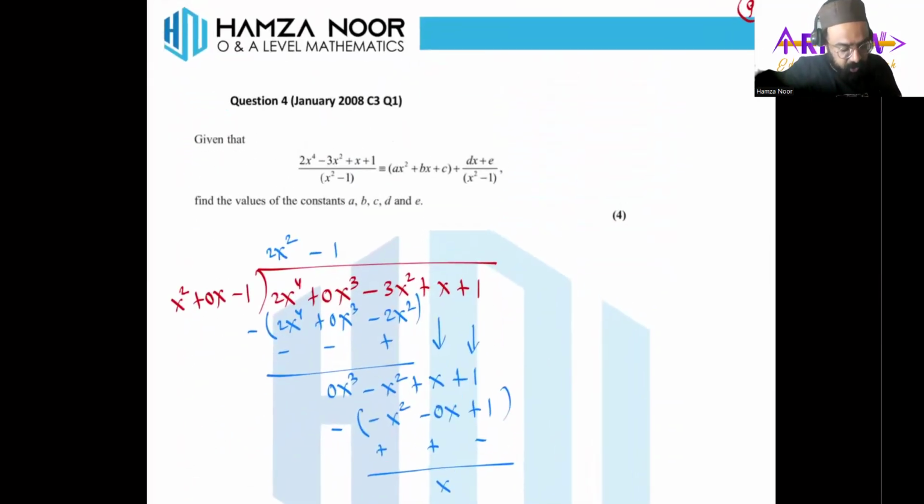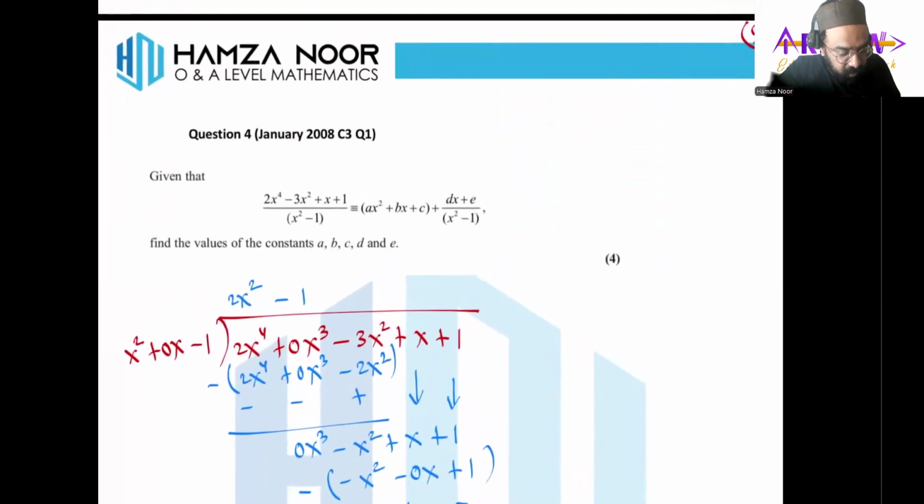Okay, so this is question number 4, January 2008, C3, question number 1. Given that 2x raised to the power of 4 minus 3x square plus x plus 1 divided by x square minus 1, we need to express this into its identity ax square plus bx plus c plus (dx plus e) divided by x square minus 1. Find the values of constants a, b, c, d, and e.